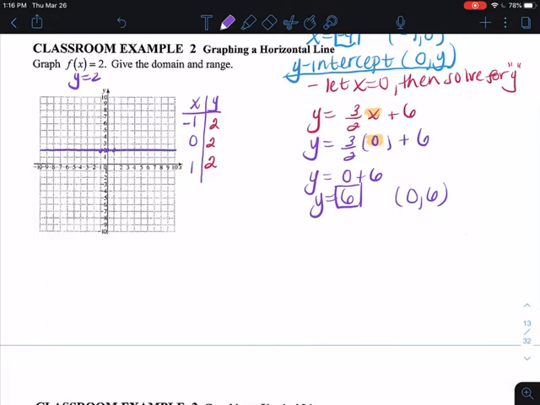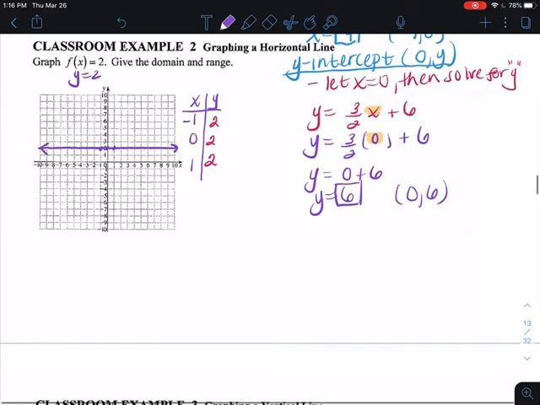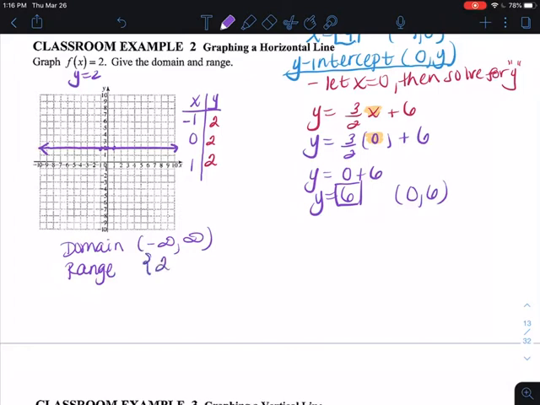So this is the equation that represents this graph. This is a horizontal line. The domain for this graph, it stretches wide from negative infinity to infinity. The range, there's only one y value, and that y value is 2. So since your range is just one single number, you write it like this in the little braces. So the range is just 2.